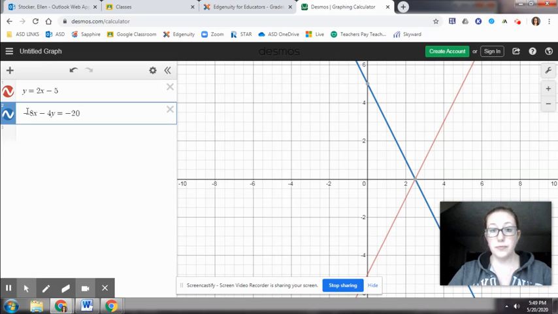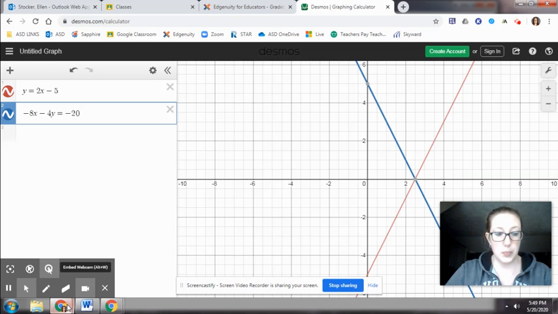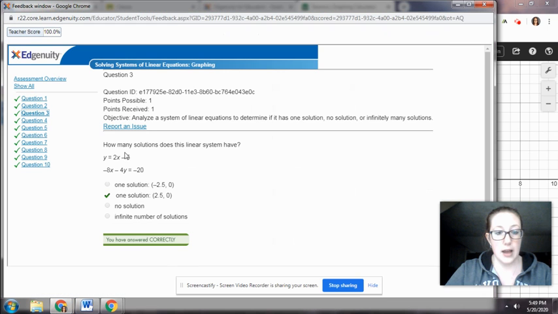Now you know from your videos that the solution to a system of equations is the point where the lines intersect. So if you look over here at the graph, this point right here is our solution where they intersect. So the solution is 2.5, 0. You go to the right 2.5 on your x-axis, and then up and down 0 on your y-axis. So then you go back to your quiz, and you look for one solution, 2.5, 0, which gives you B as your answer.